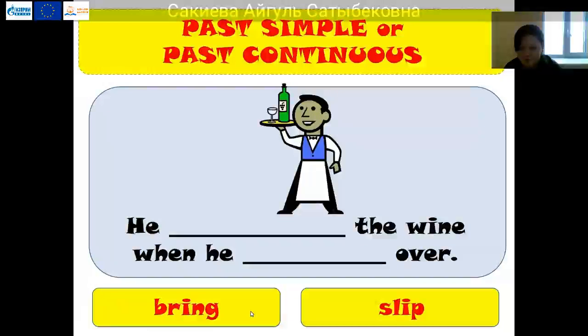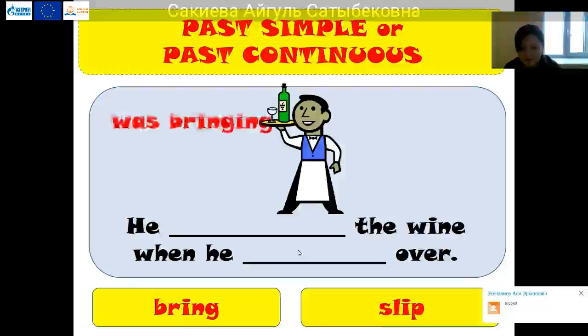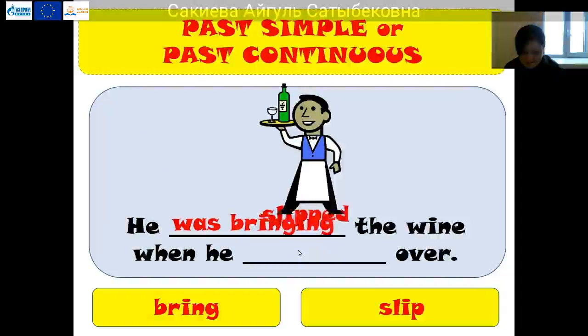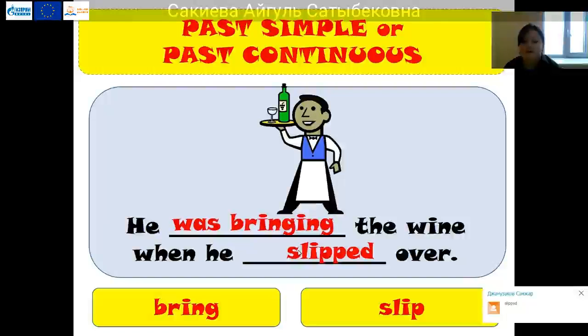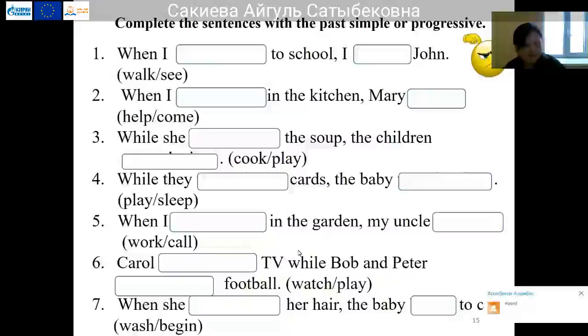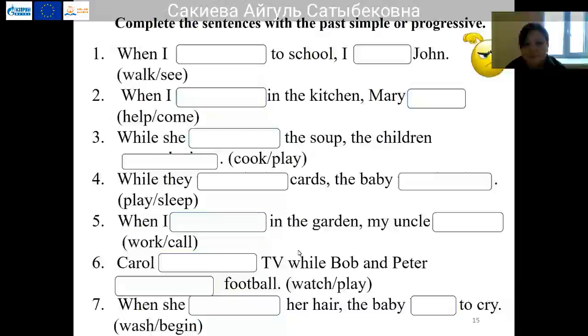Please, who will be first? Who will give the correct answer first? Guys. He was bringing, yes, the wine when he. So you need to use the verb slip. We use in past simple or in past continuous. Slipped over. Let's check. Yes, slipped over. Correct. Okay, guys. Now here we have got 7 sentences. What do we need to do? We need to just, again, complete the sentences with the past simple or past continuous.